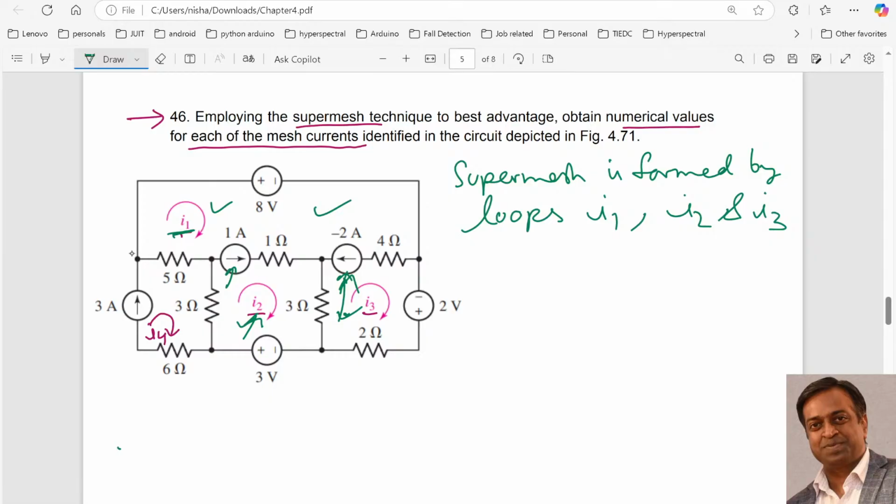So it means that we will form a super mesh between 3 loops, between I1, I2 and I3, right? So we are going to write the KVL for these three loops together, right? So now writing the KVL for the super mesh.